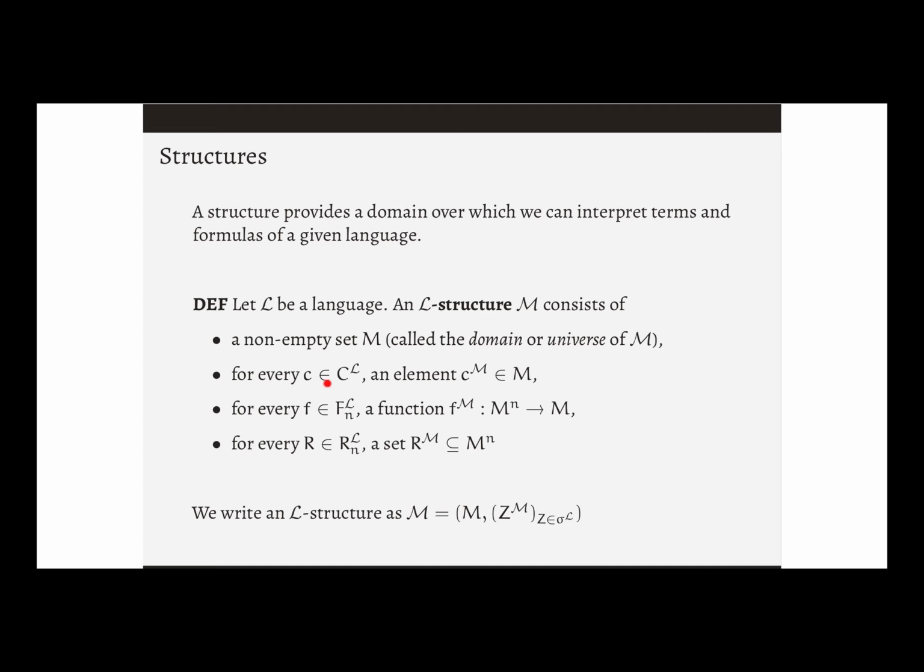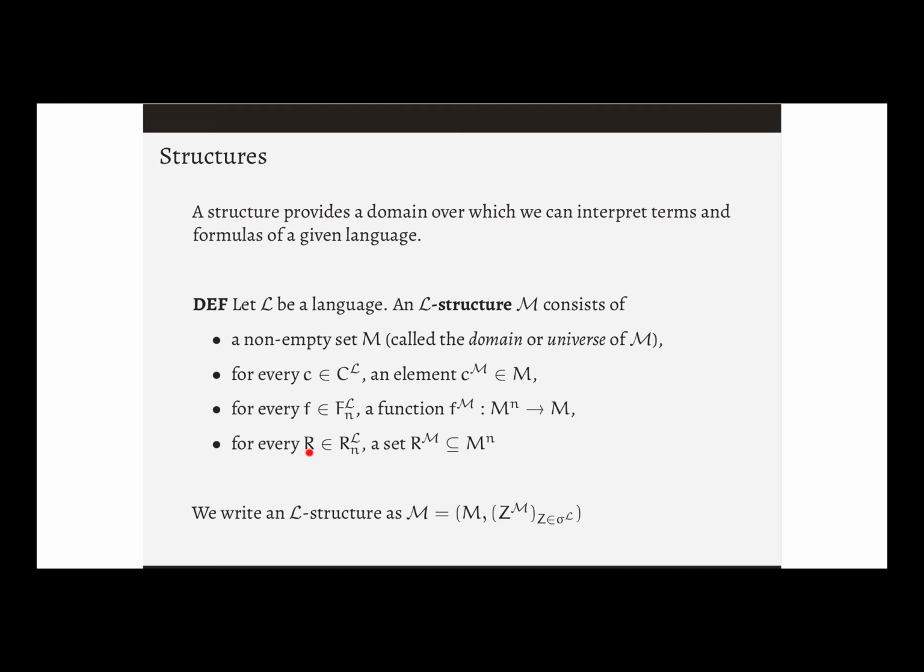Then, for every constant symbol in the language, we have to provide an interpretation of that constant symbol in our domain. So every constant symbol c will be assigned an element of the domain or universe, and we denote this by c^M. Then, for every function symbol, we have to assign a function. If the function symbol has arity n, we have to assign a function f^M that maps n-tuples in M to M. So it's important that this function actually is a function from M^n to M.